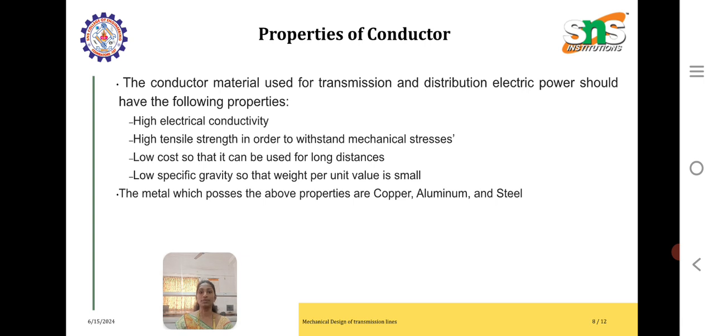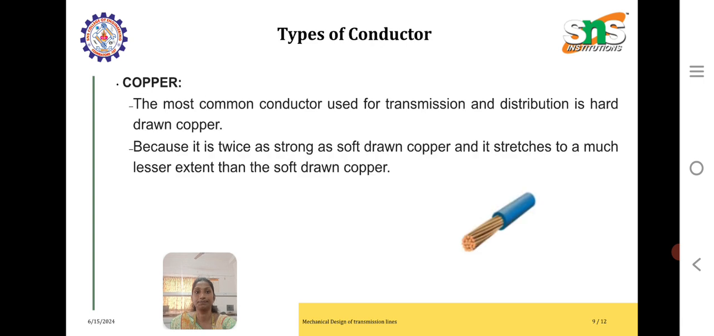Before we transmit electrical power, we have to use a conductor to transmit it. That conductor should have the following properties: high electrical conductivity, high tensile strength to withstand mechanical stress, low cost so that it can be used for long distances, and low specific gravity so that weight per unit value is small. These are the main properties of a conductor. The materials that satisfy these properties are copper, aluminum and steel. We all know we mainly use copper for electrical power transmission.